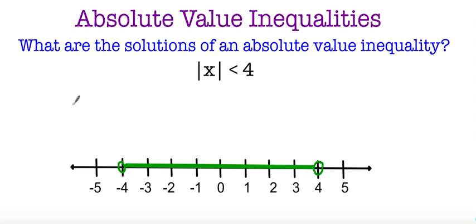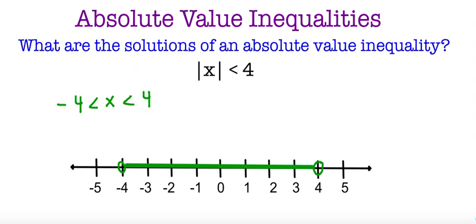So we could write out our inequality as negative 4 is less than x is less than 4, because negative 4 is our minimum here. X is everything in between negative 4 and 4, and 4 is our maximum, okay?